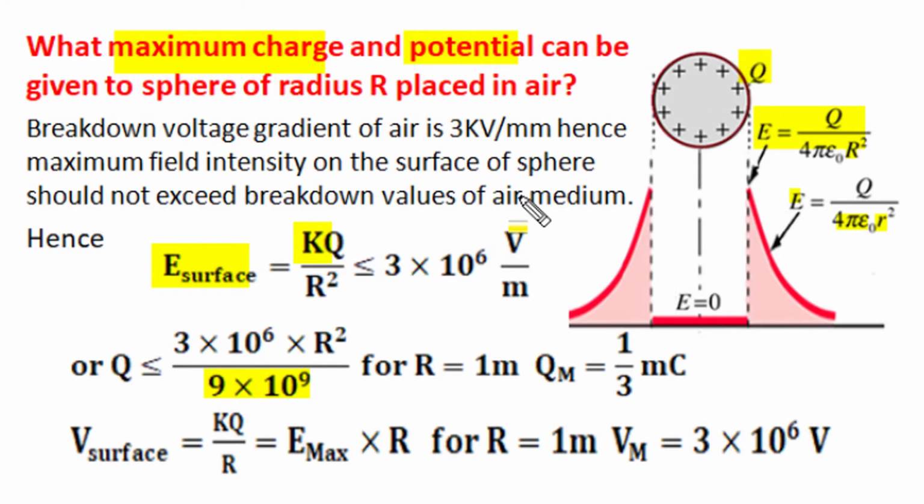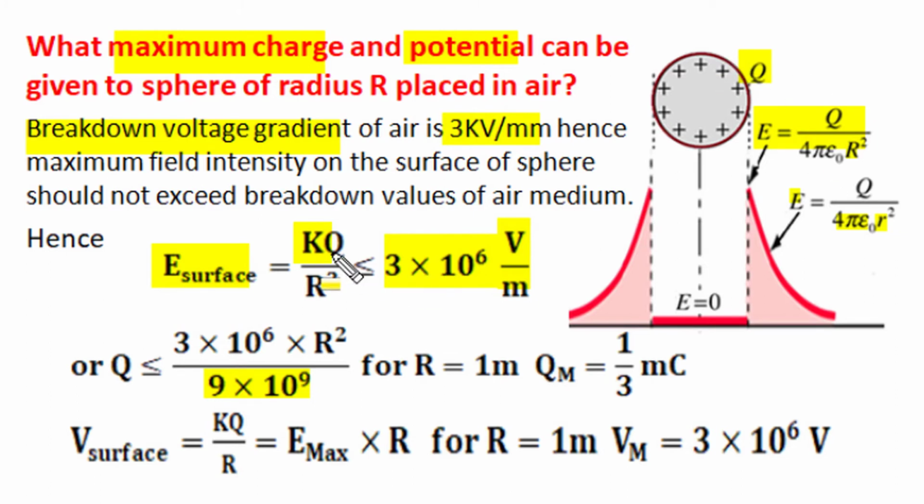And for air, the breakdown voltage gradient, or dielectric strength, or the maximum electric field intensity which that insulating media can sustain, is 3 kilovolt per mm or 3 into 10 power 6 volt per meter. When we convert millimeter into meter, this 3 kilovolt becomes 3 into 10 power 6 volt. So if electric field intensity over the surface of this sphere exceeds this limiting value, the breakdown of surrounding air will take place and leakage of charge will start from the spherical surface.